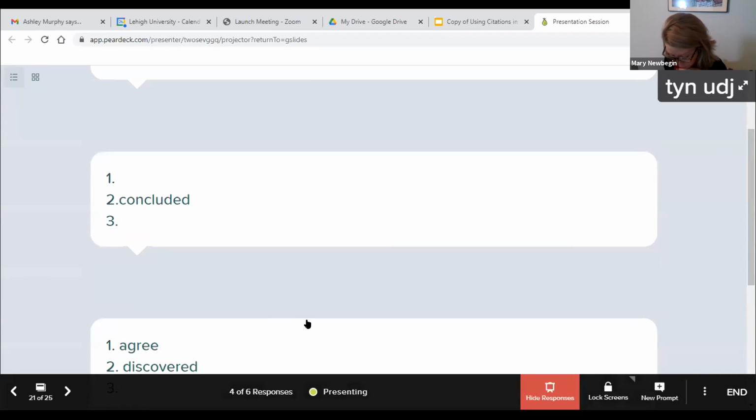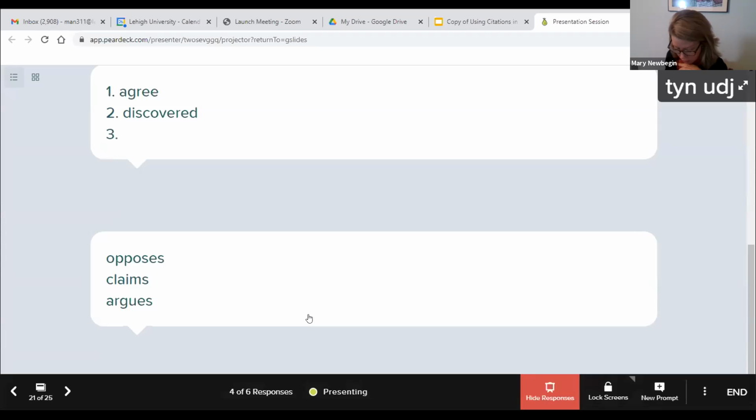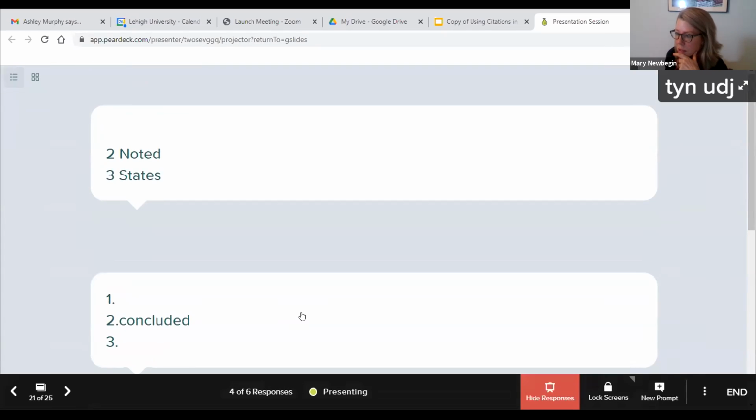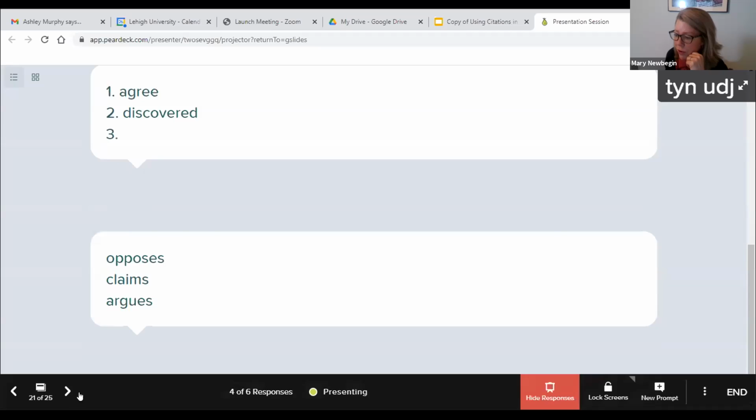And then the last one, a tentative argument, Adams argued. So remember using the past tense if it was 2019, found. Yeah, these are difficult. These are difficult. Any questions about this little quiz?